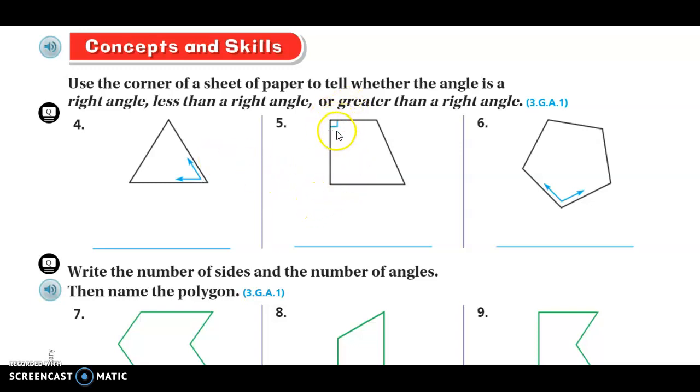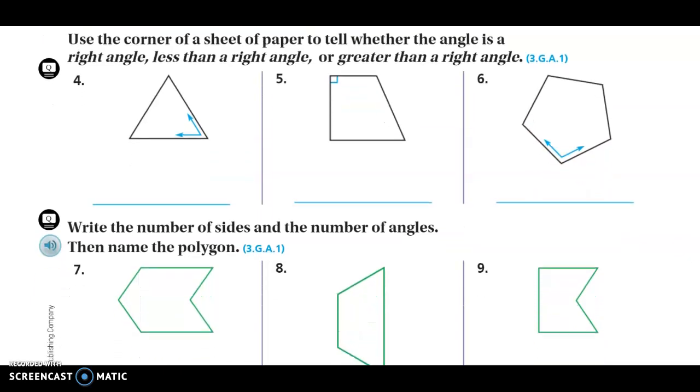This little box here should have given this one away, because we know whenever we see that little square in the corner, we know that is a right angle. It forms a perfect L. Even if it's upside down, it's still the L. So that is a right angle. And number 6, it opens up a little bit wider than the L, so that would be greater than, or what's known as an obtuse angle.